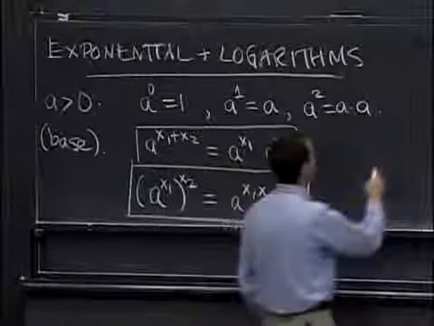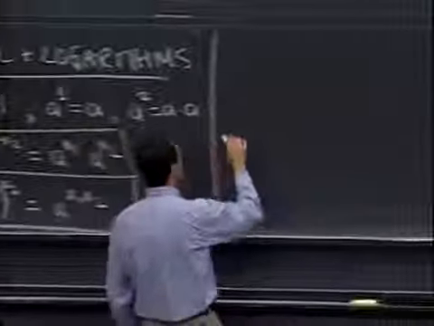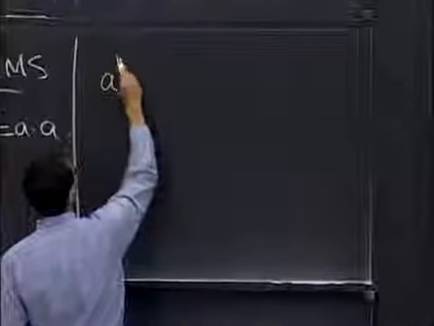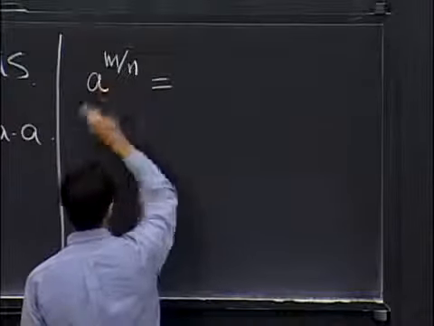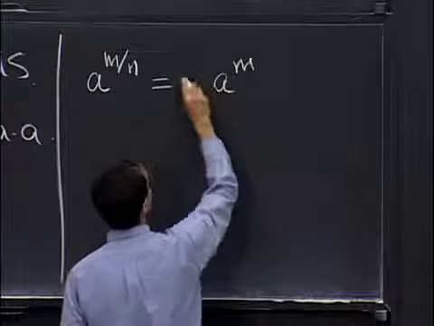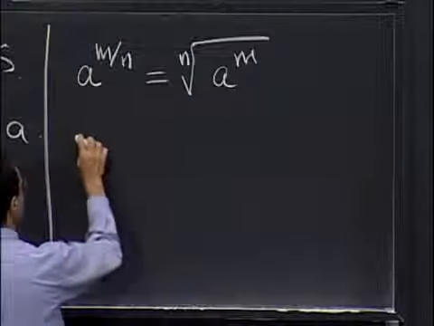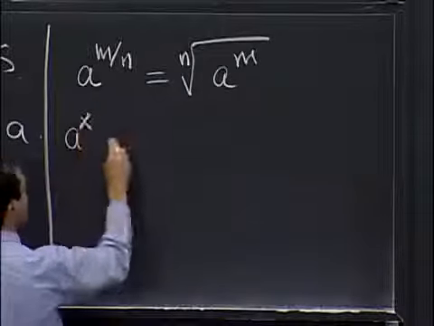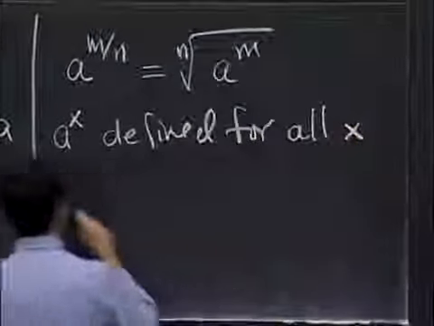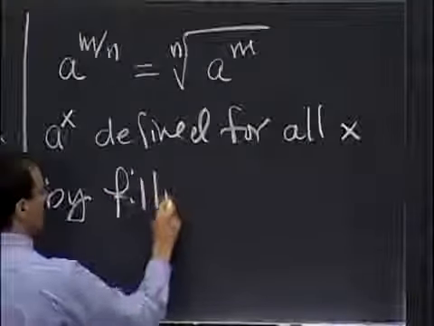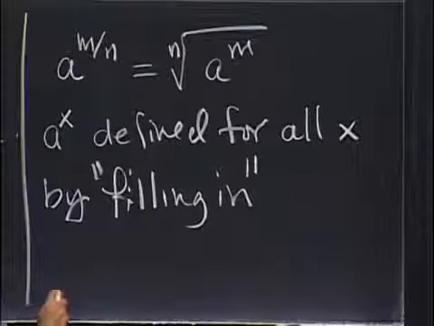Now, in order to understand what all the values of a to the x are, we need to first remember that if you're taking a rational power, that is the ratio of two integers power of a, that's going to be a to the m, and then we're going to have to take the nth root of that. So that's a definition. And then a to the x is defined for all x by, in quotation marks, filling in by continuity.